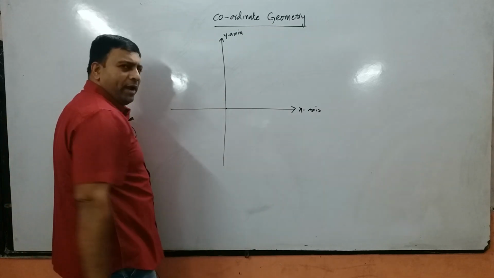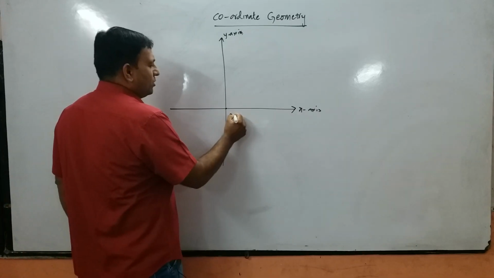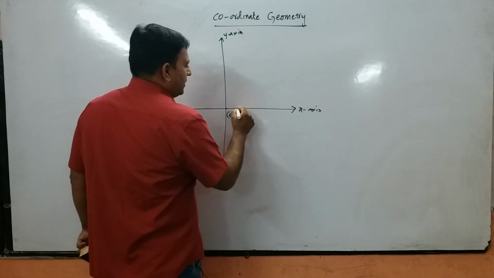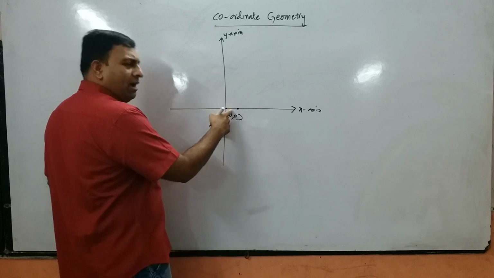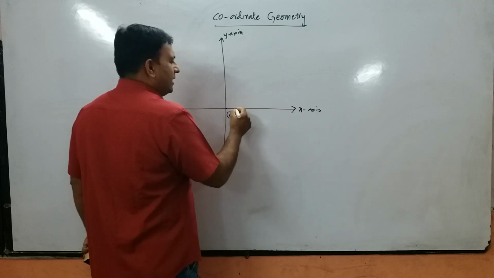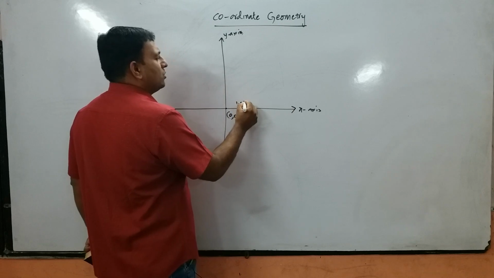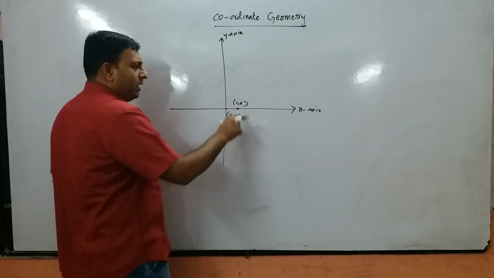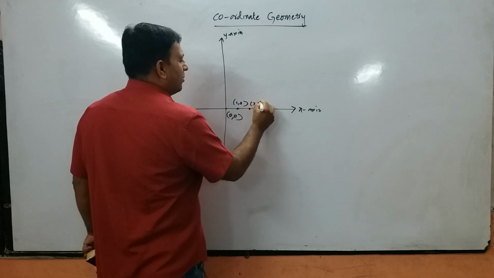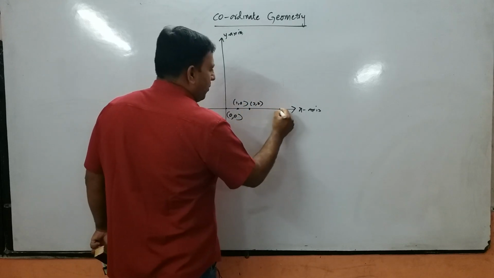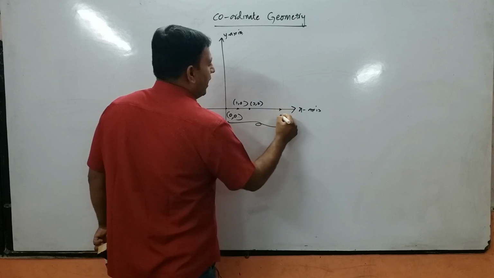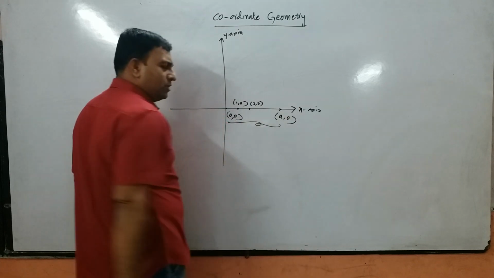And what is this point? Yes, it is 0, 0, the origin. You know that if this point is 1 unit away from origin on x-axis, this point is written as 1, 0. This point is 2 units away, so it is written as 2, 0. Like that, if any point is a units away, you will write this point as a, 0.